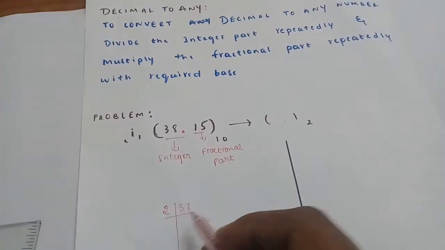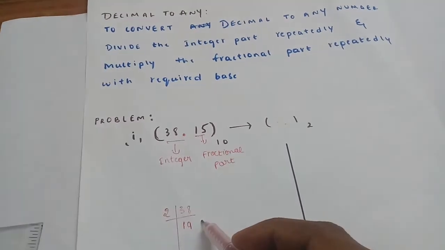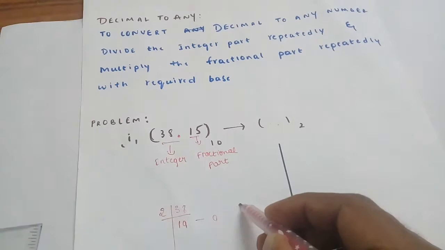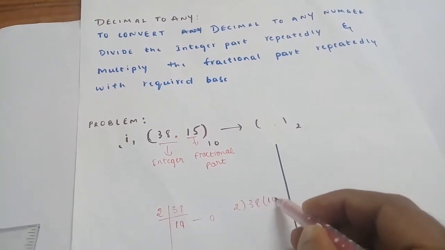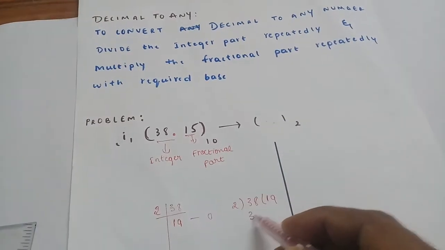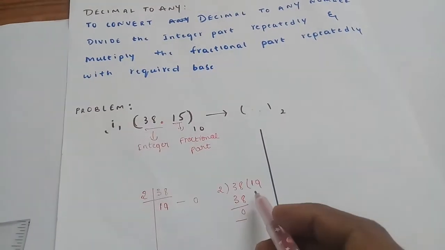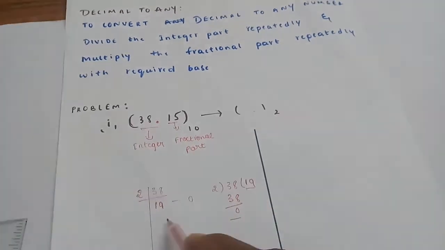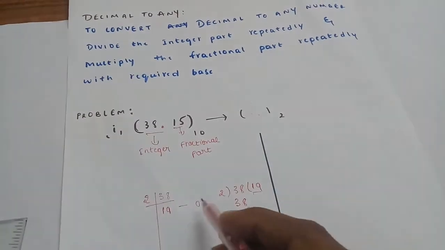Thirty-eight divided by 2. It's a simple division. 19 2s are 38, remainder 0. It is a repeated division. We have to place the quotient here and take the remainder out, and it is the equivalent binary number.